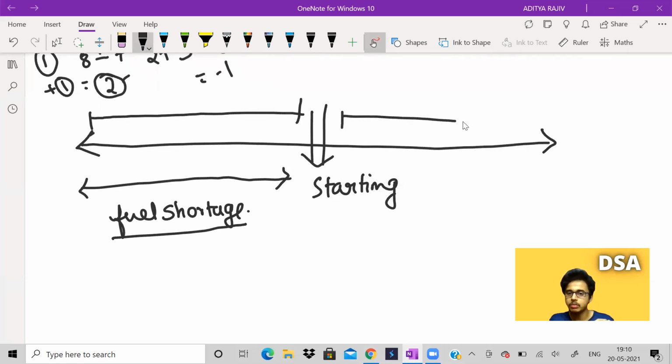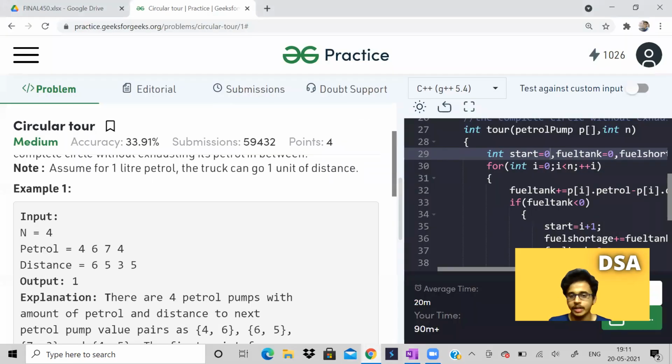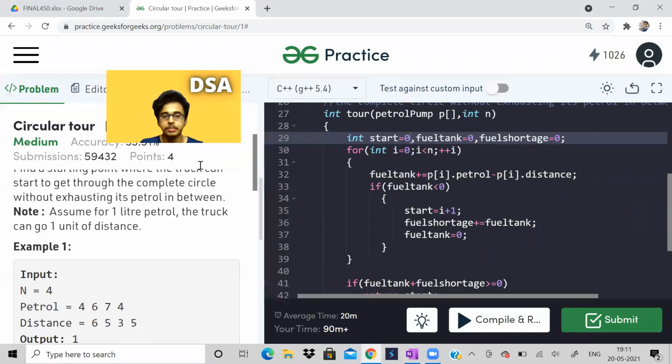And you need one more variable telling you one more quantity, which is fuel tank. I'm given a name fuel tank, which will tell how much fuel was there in the tank. So if you add these two values, and this addition is greater than or equal to 0, yes, this can be a starting point. So I have tried to explain my best. I will show the code also now. Let me hope that you have understood.